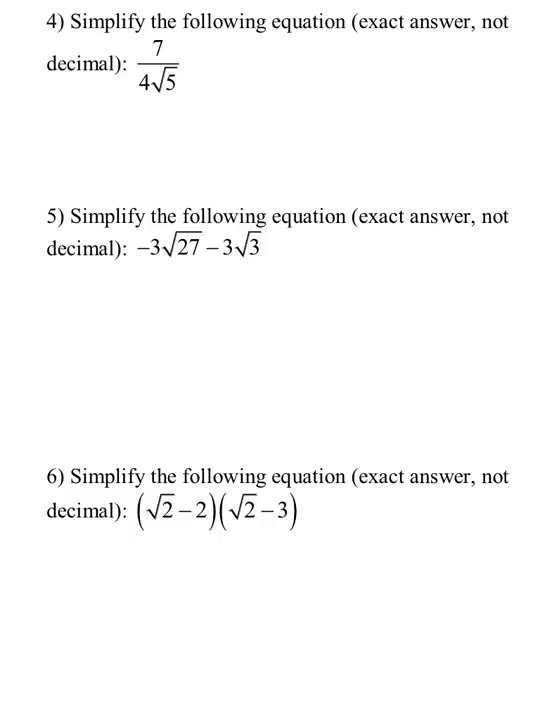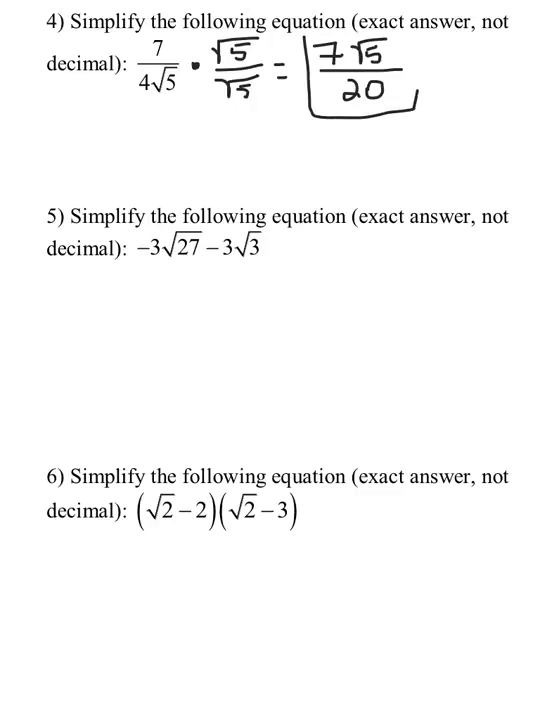Okay, in the next problem we are simplifying the following equation. Exact answer, not decimal. Alright, so that means that we're not going to put this in our calculator. Alright, so I'm going to multiply the numerator and denominator by √5. And when I do that, I get 7√5 in the numerator, and I get 4 times 5 in the denominator, which is 20. And that is all you have to do.